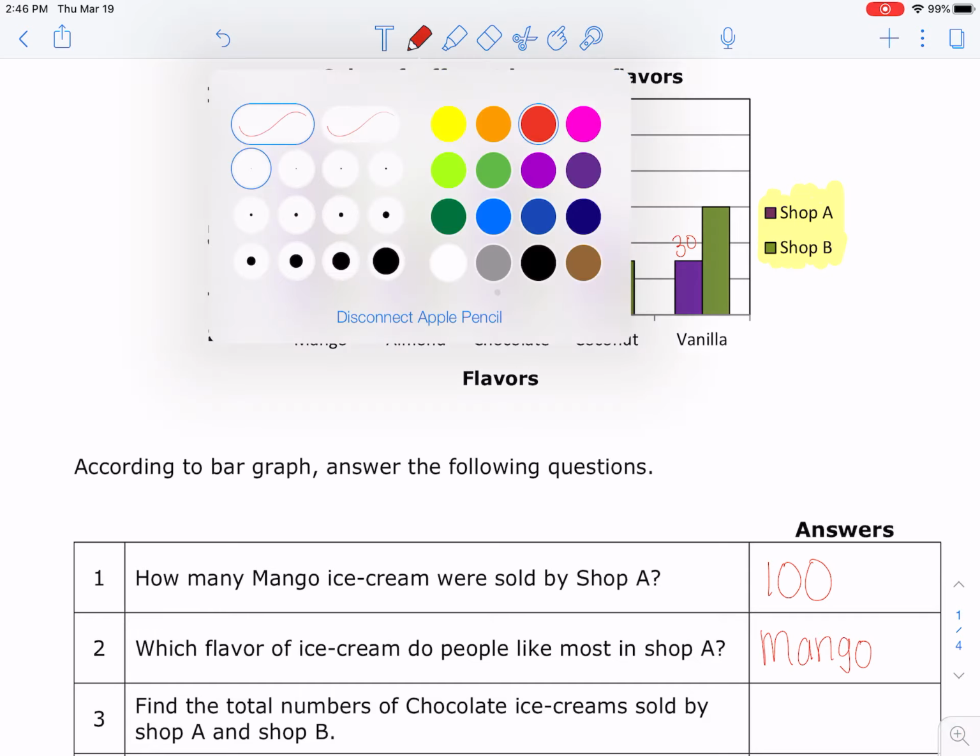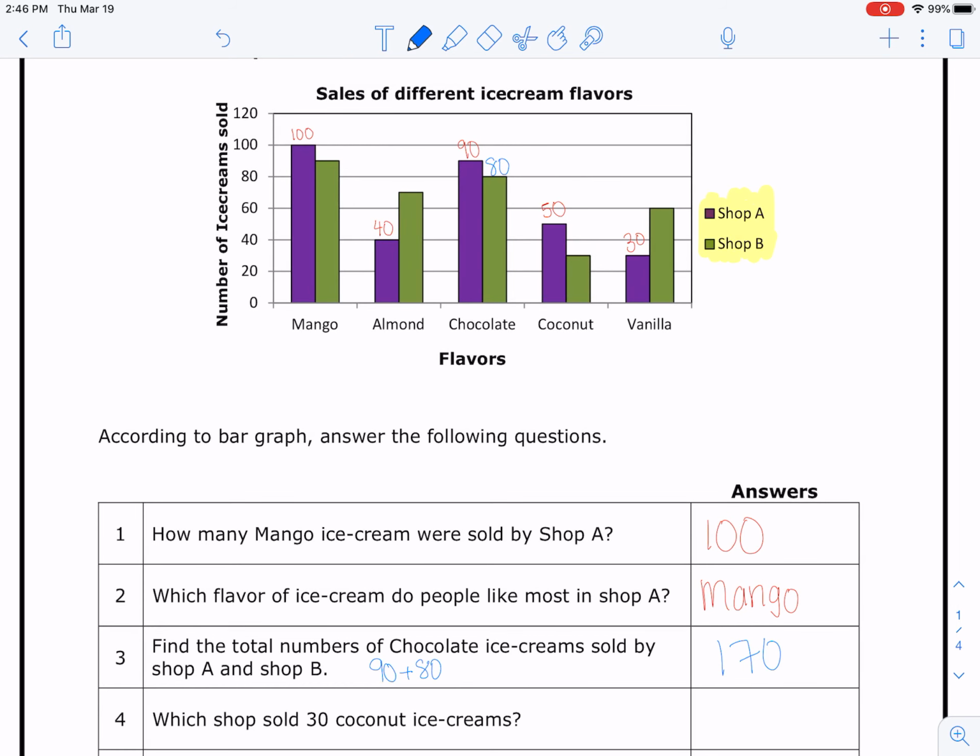And then for number 4, it says, which shop sold 30 coconut ice creams? So we know that there were 50 people who got the coconut in shop A, but for shop B, it was right in between 20 and 40, which makes it 30. So it was shop B. Number 5, find the total numbers of coconut ice cream sold by shop A and B. So we were just there, and I wrote the numbers on top to remember, and it's just 50 plus 30, which should equal 80 people.